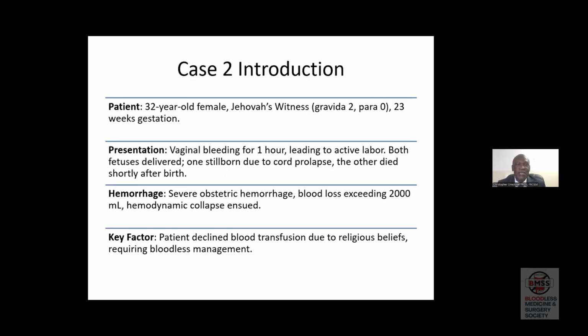The second one was an emergency. It's a female who, after delivery, had vaginal bleeding for 1 hour. That bleeding for 1 hour led to active labor. Both fetuses were delivered, but one was stillborn with cord prolapse, and the other died. So there was severe obstetric hemorrhage with blood loss exceeding 2,000, that's 2 liters. That's a lot. The patient refused the blood transfusion.